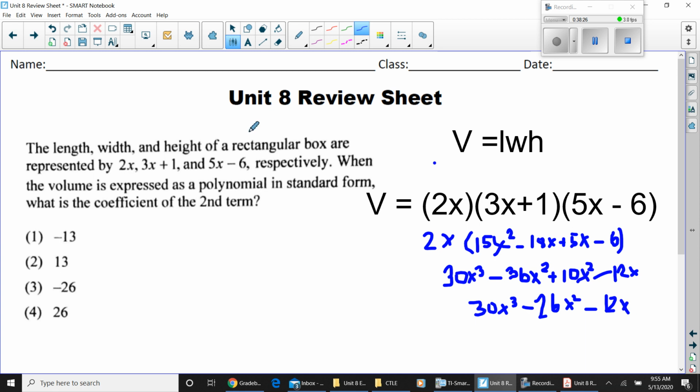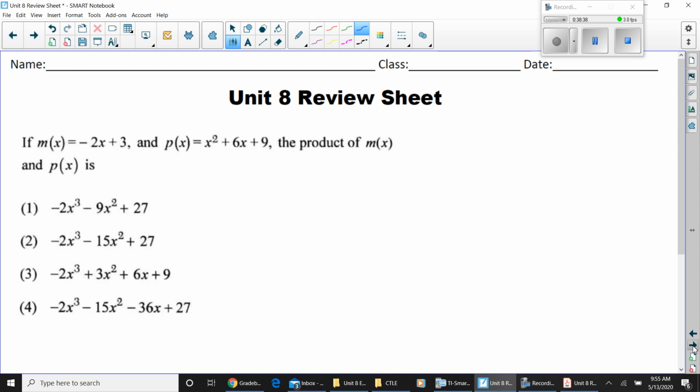So it's asking you what is the coefficient. The coefficient is the number before the x. Negative 26 is your answer. All right, and hopefully you got that.